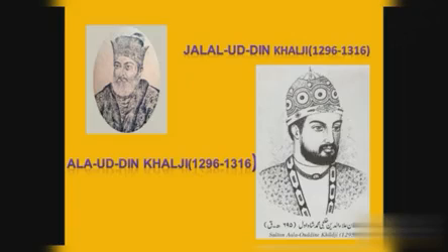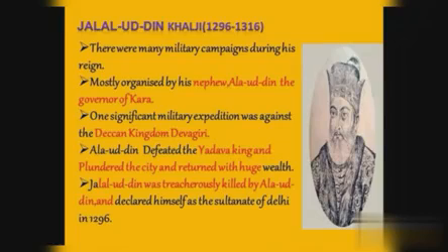Let's see about Jalauddin Khalji. There were many military campaigns during the reign of Jalauddin Khalji, but they were mostly organized and led by his nephew Alauddin, the governor of Kara. Alauddin, after defeating the Yadava king Ramachandra, plundered the city and returned with huge wealth. Jalauddin was killed by Alauddin, who then declared himself the Sultan of Delhi in 1296.